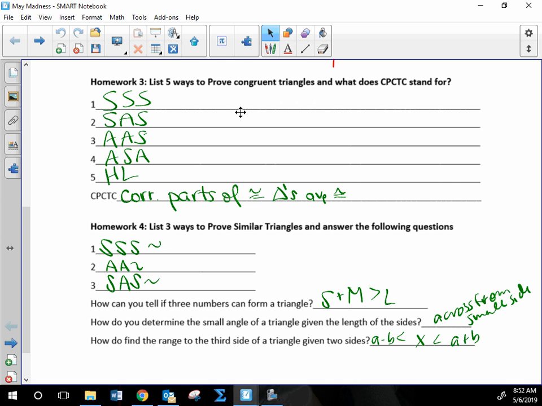So how do you determine the small angle if they give you the sides? My small angle is across my small side. My medium angle is across my medium side. My large angle is across my large side.